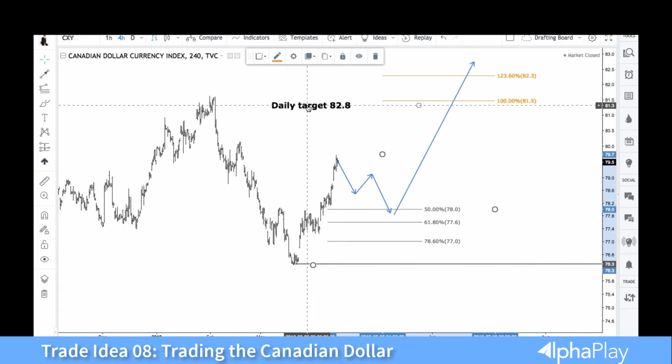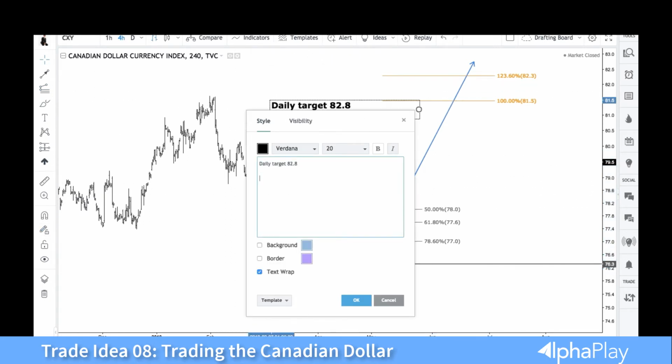Now let me add that in. Under scenario 1, which is bullish in this case, we will be expecting the target. Let me put this like that. H4 target would be at 81.50.